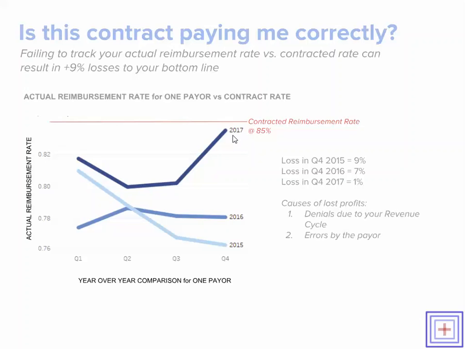So when we think about what could have caused these decreases, there's really two primary causes. There's denials due to your revenue cycle. So those are errors on your part as a provider. And then there's also errors by the payer. So payers make errors as well. And the real thing here is to make sure you're tracking it so that you could address those issues and make sure you're not losing cash for services that you rendered.